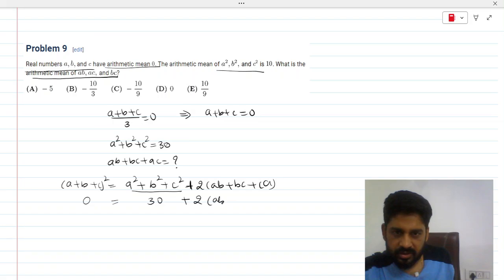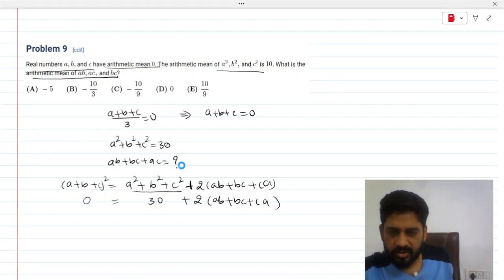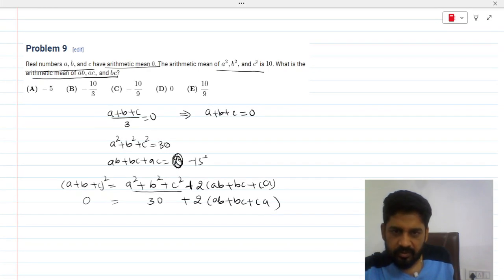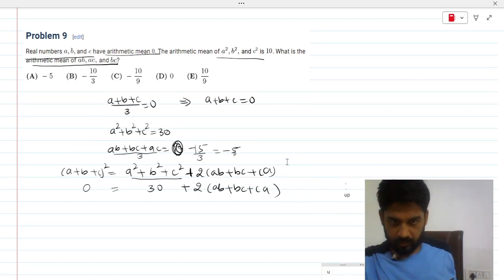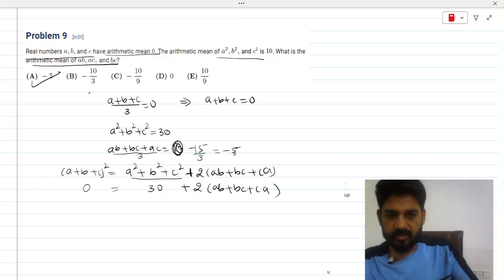So that will become minus 30. So minus 30 divided by 2, minus 15. So the value of ab plus bc plus ca will become minus 15. Okay, very good. So the average will become what? Divided by 3, it becomes minus 5. Hence the answer is minus 5. Okay. So the next problem.